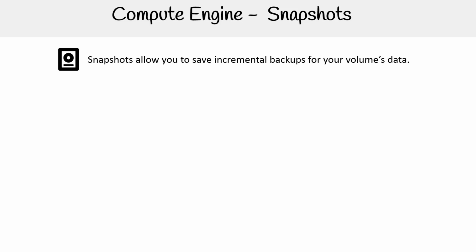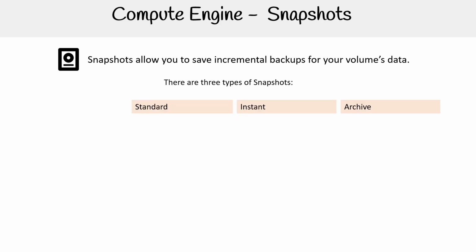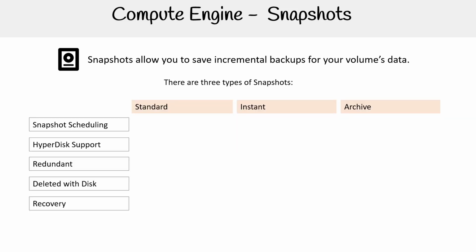Let's take a look here at snapshots. Snapshots allow you to save incremental backups for your volume data. There are three types of snapshots: standard, instant, and archive. Let's compare the functionality across these three.